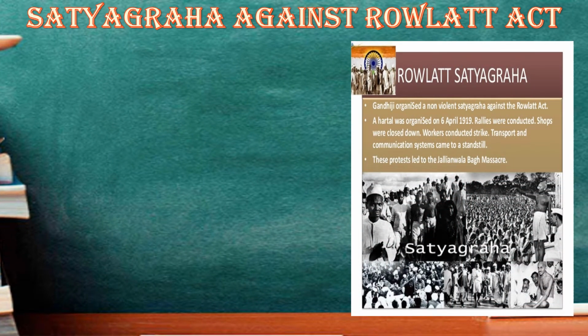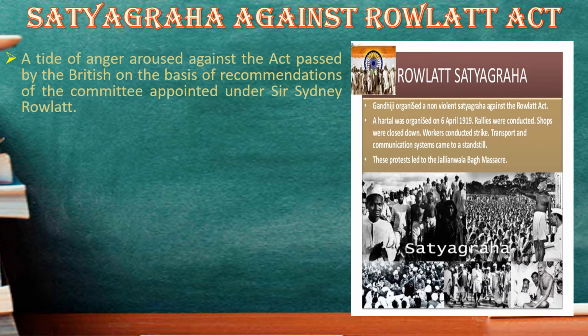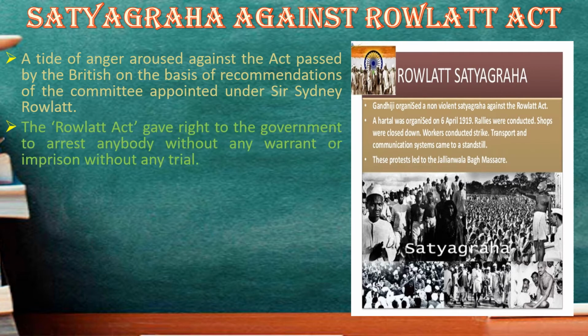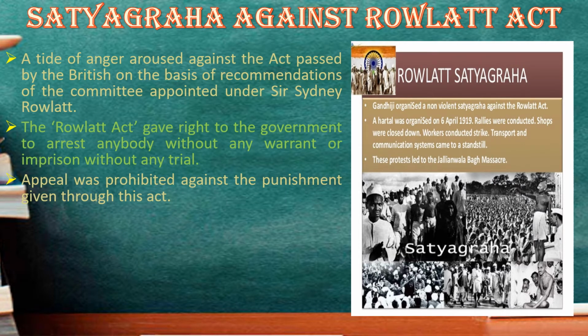Satyagraha against Rowlatt Act. Children, based on the recommendations made by the committee under Sir Sidney Rowlatt, a new law named as Rowlatt Act was passed on 17 March 1919. This new law did not favor Indians. On the contrary, Indians rose in anger against this act. It is because this new law gave right to the British government to arrest any Indian civilian without any warrant or trial. Even the right to appeal against such arrest or detention was taken away. That is why this act came to be known as Black Act by Indians, since this act did not allow the people who were not guilty to prove their innocence and get justice.